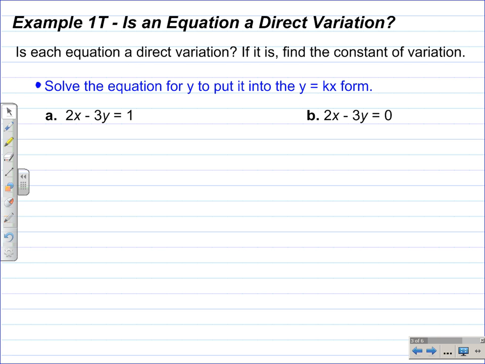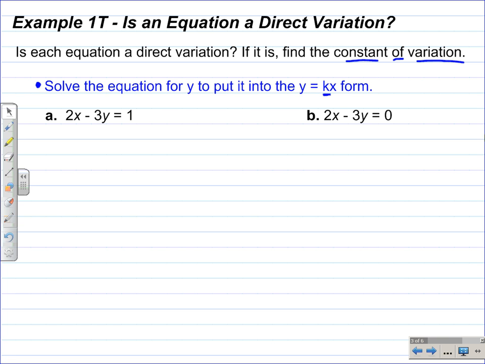To do that, and this is a note that is not on your note packet that you want to write down, I'm going to read it, and if you're watching the video, you may want to pause the video and write this note down. To determine if an equation is a direct variation, we want to solve the equation for y to put it into the y is equal to kx form, the form we just talked about. If we can put it into that form, then the equation is a direct variation. If we cannot put it into that form, then it will not be a direct variation. Remember, k is this constant of variation that we need to find if it is a direct variation.